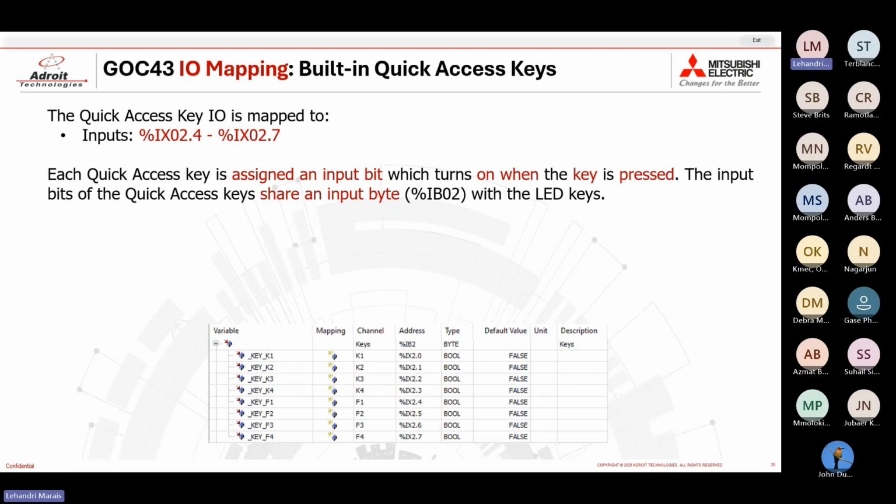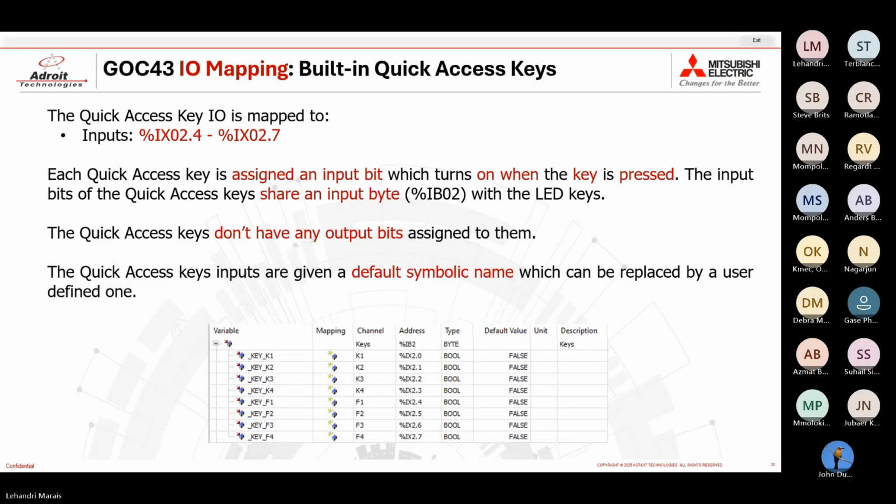Each of the input bits are also assigned to turn on when the button is pressed. As you can see, there are no output bytes because there's no LED key or output function assigned to them. And they also have their symbolic name, which in this case would be underscore key underscore F1 or F2 or F3 or F4. You can also replace this default symbolic name with a custom one.